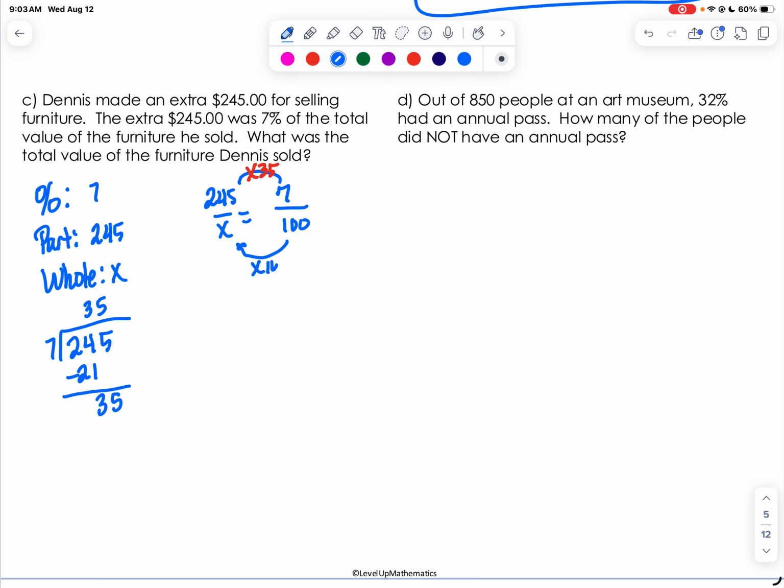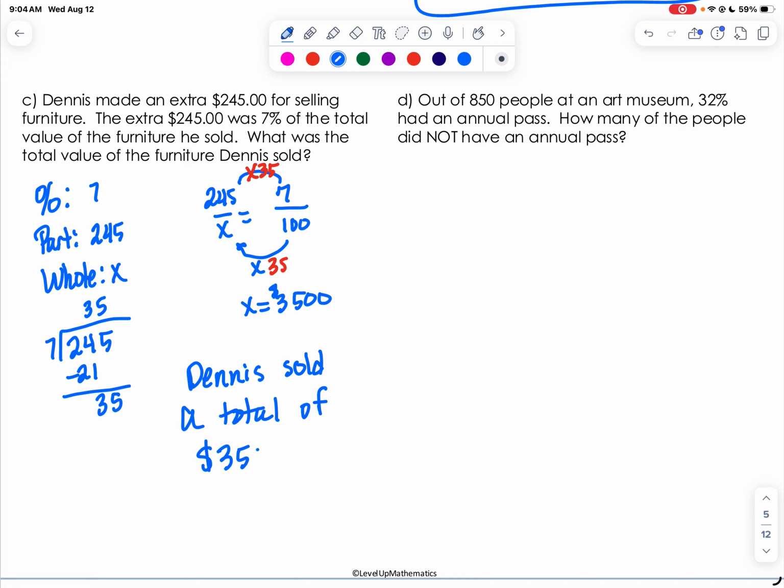So I just need to multiply the 100 by 35. So X would be 3,500. So Dennis sold a total of $3,500 worth of furniture.